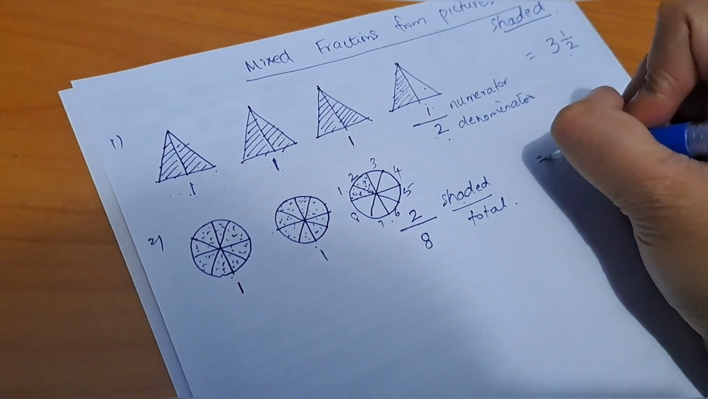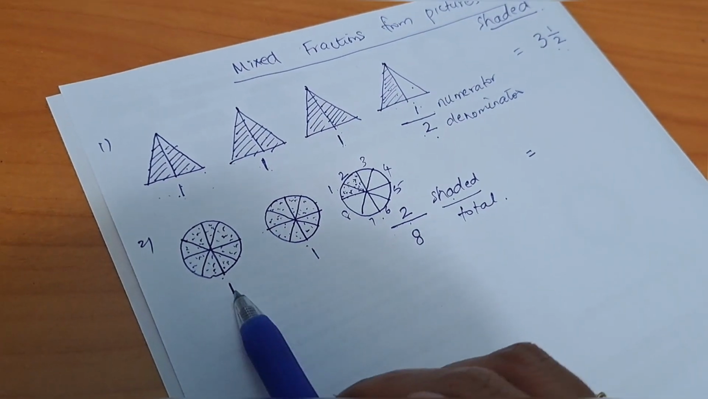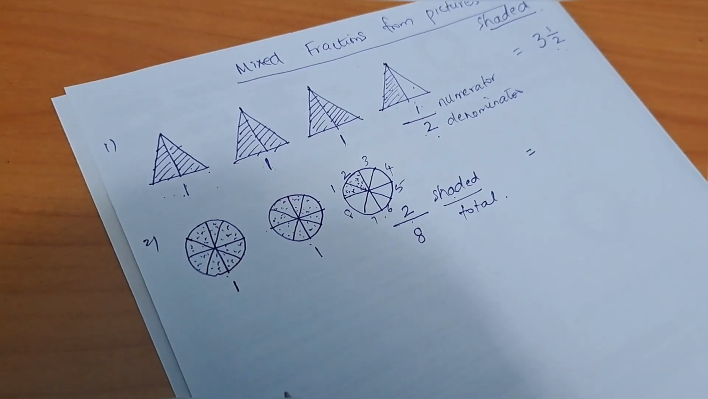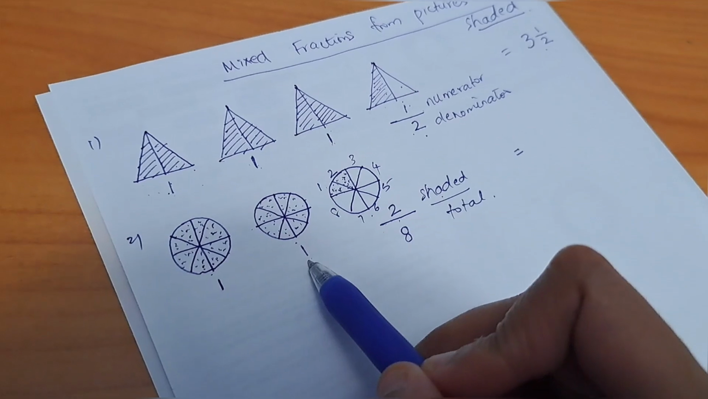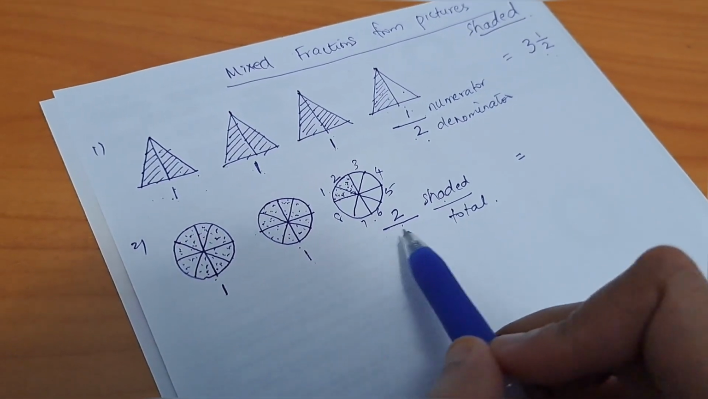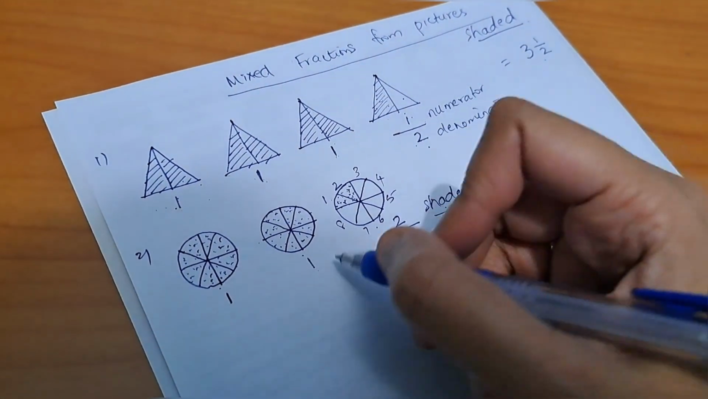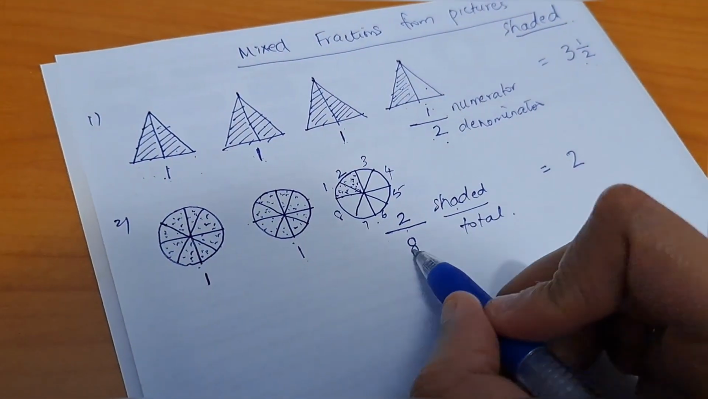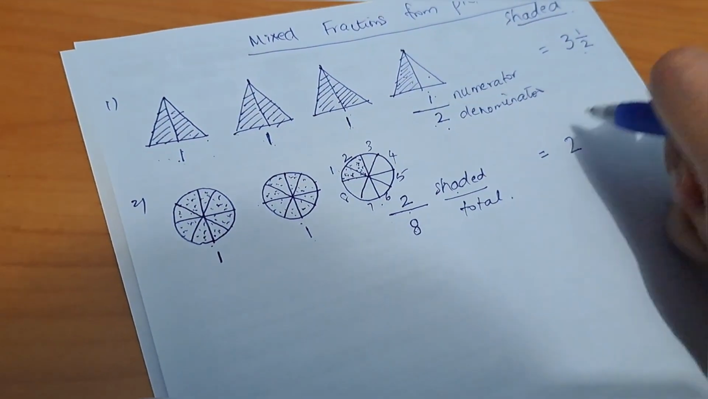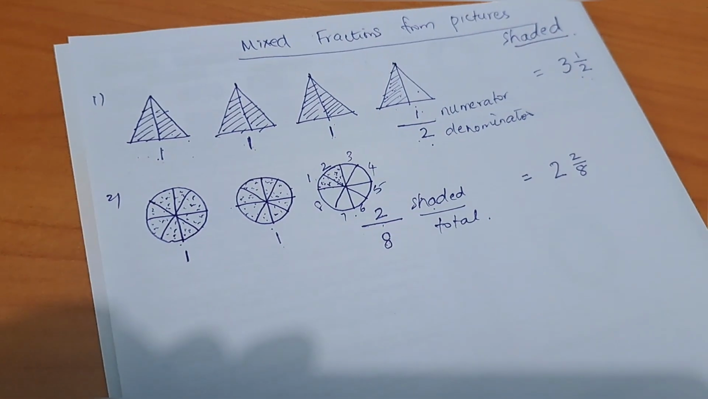Now, I have to write the final answer. You have to write all this together by summing them up. So, 1 plus 1 is 2. You cannot add whole numbers and fractions. The whole number will stay a whole number. 1 plus 1 is 2. Write it a bit bigger. And the fraction 2 by 8, write it a bit smaller next to it. This will be your answer.